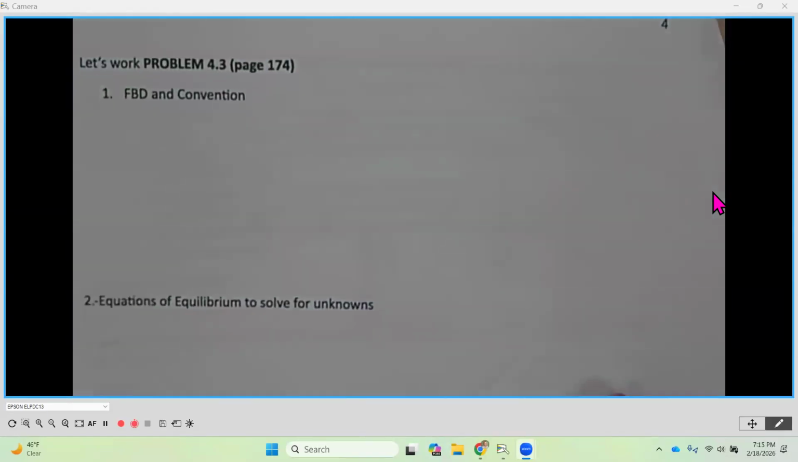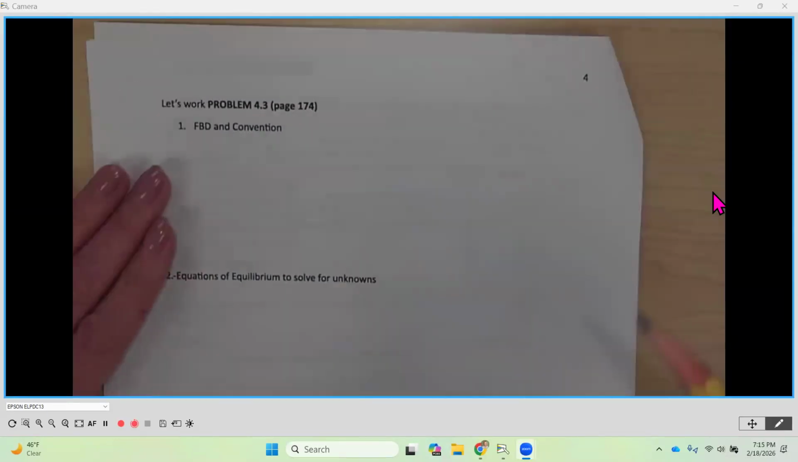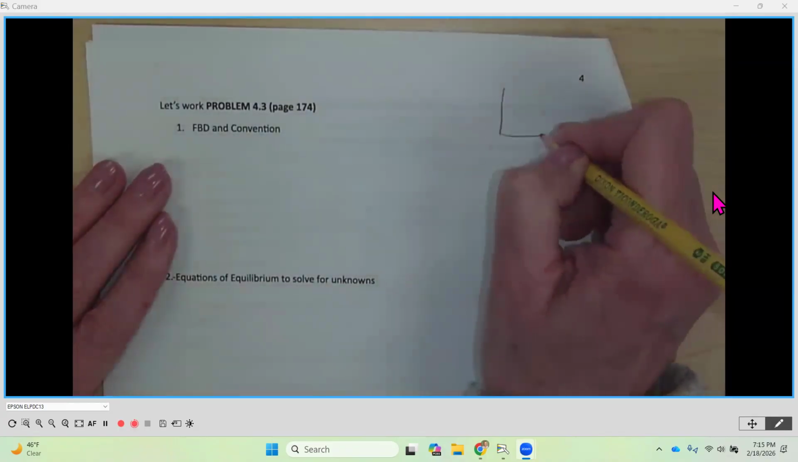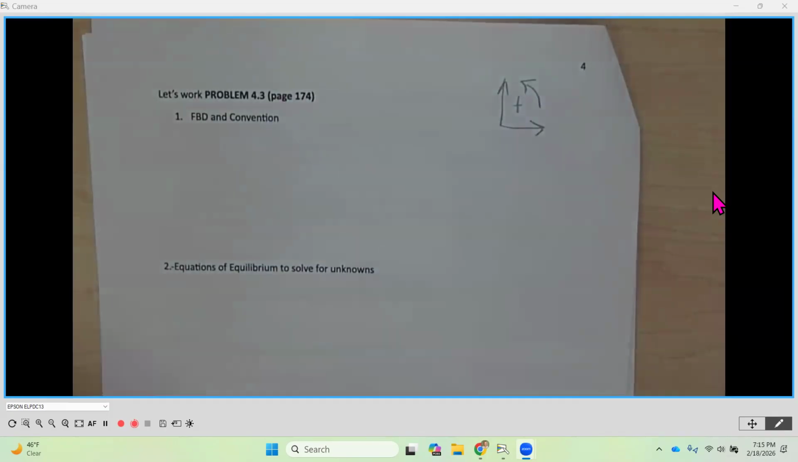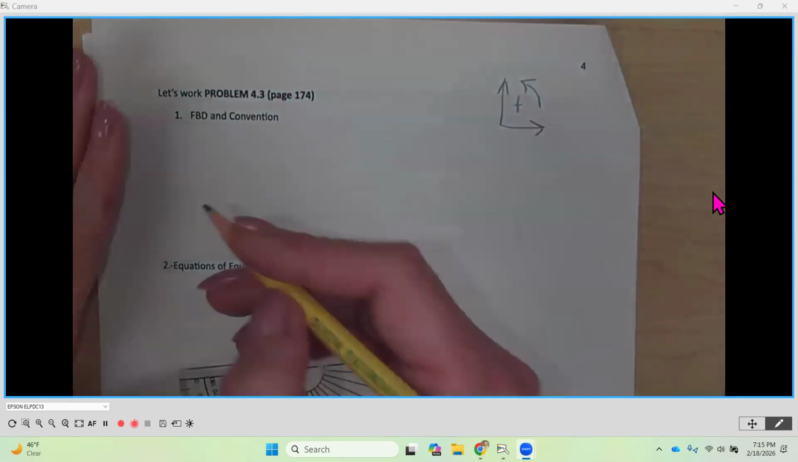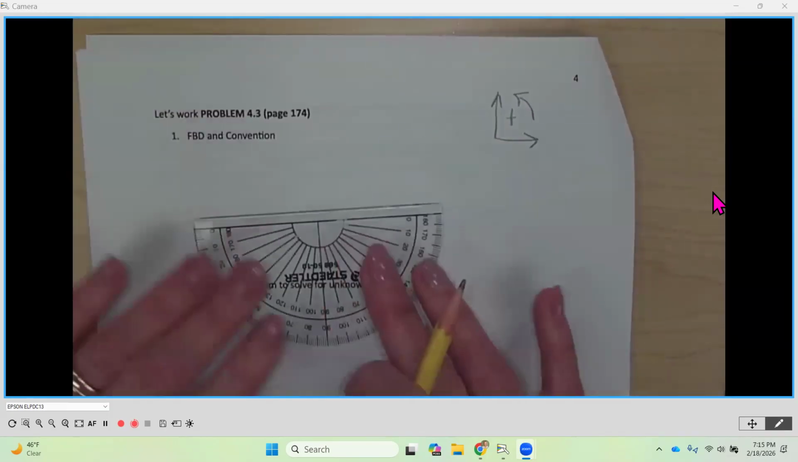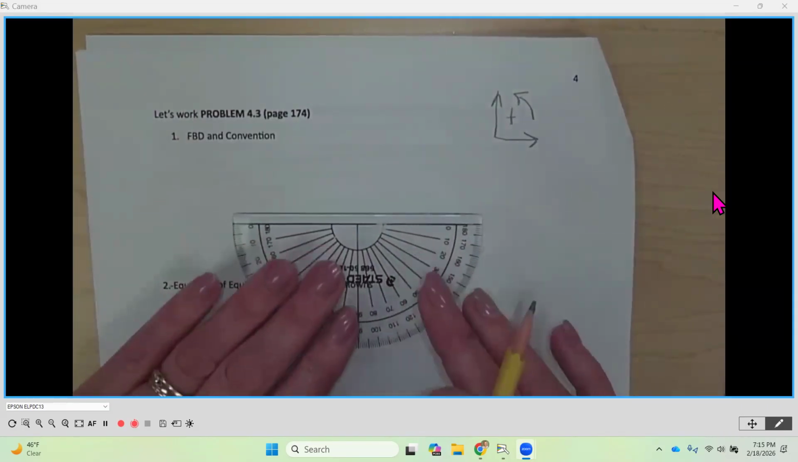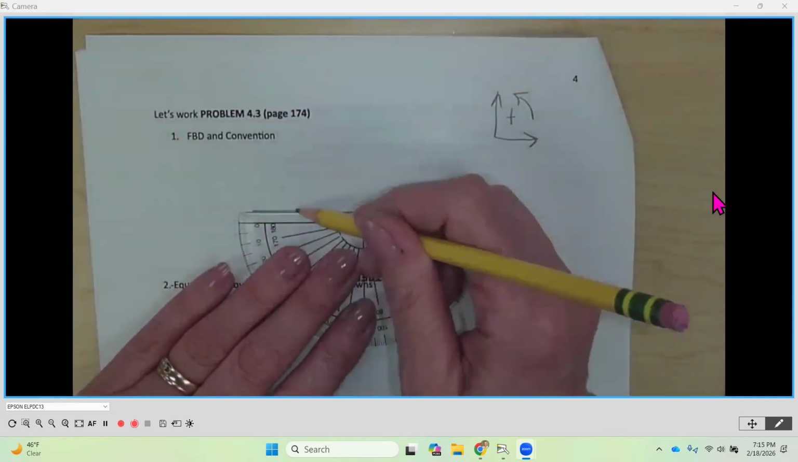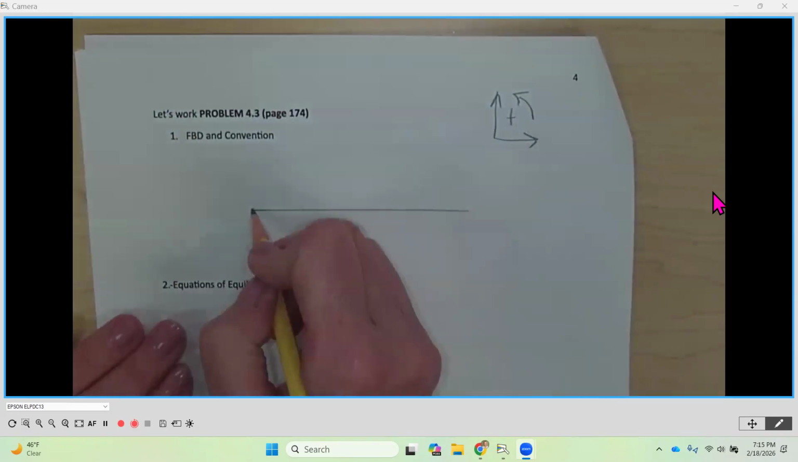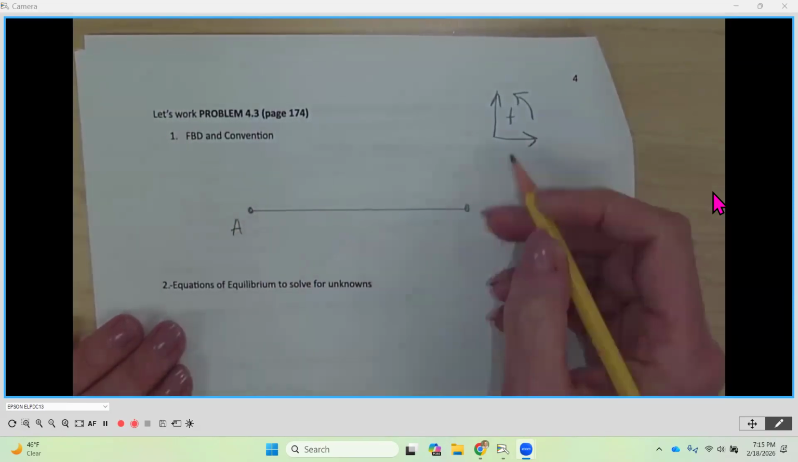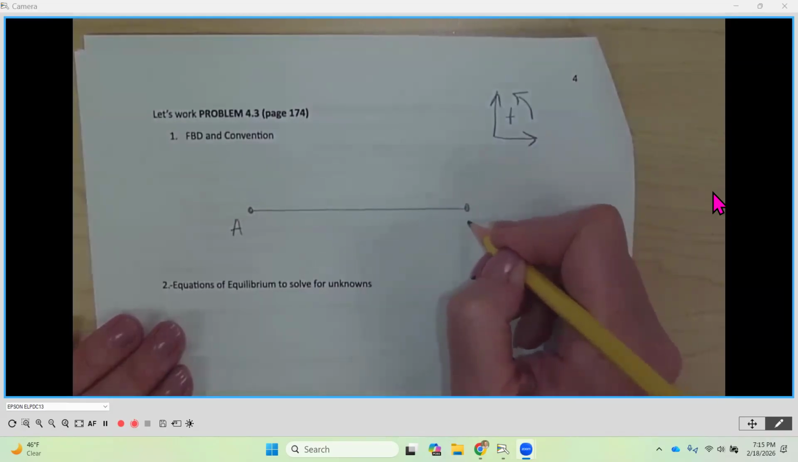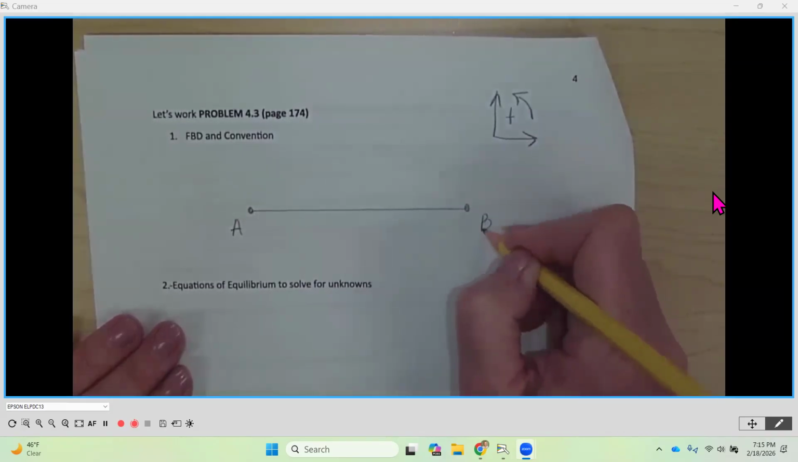So step number 1 is going to be free body diagram and convention. So I'm going to put my convention up here. And it's going to be the full convention with the positive moment going counterclockwise. And my free body diagram is going to be, as I stated, a simple horizontal line with point A here. And I'm going to call her hands point B.